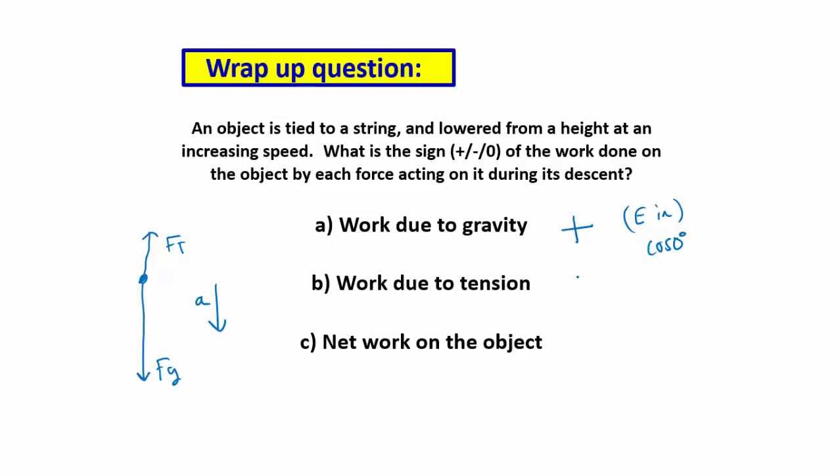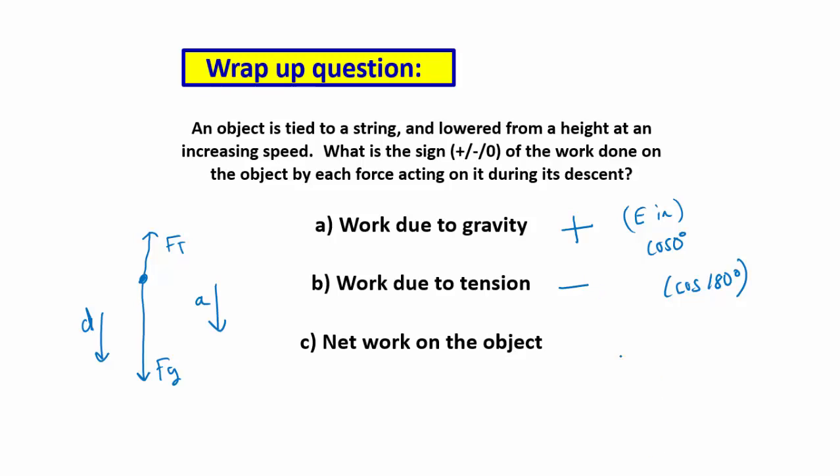The work done by tension, tension is resisting this acceleration. It's going to be removing energy from the system. The other way we can think about it is the cosine of that angle is 180 degrees in relation to the displacement that the object is moving. So the work done by tension is actually going to be negative.